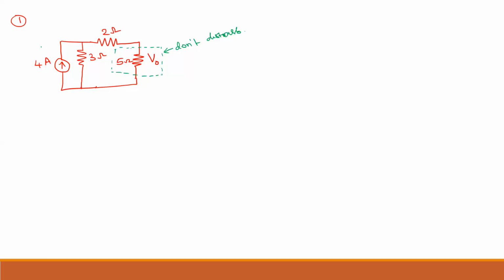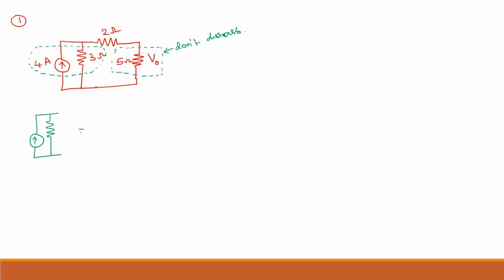Now, I can convert this 4 ampere with parallel resistor to a voltage source with a series resistor. Now, whenever you put a dotted line, you just draw once again separately the component you are simplifying.